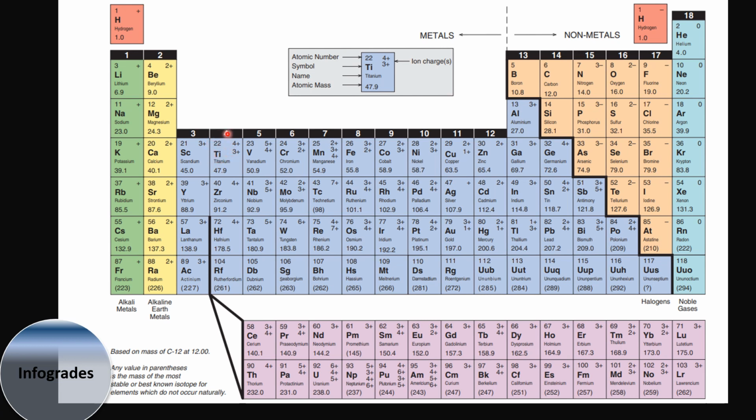Means it is showing more than one valency. So it is showing two valencies here. That means titanium is a multivalent. So we have spotted a multivalent. So same way, we can spot more here.